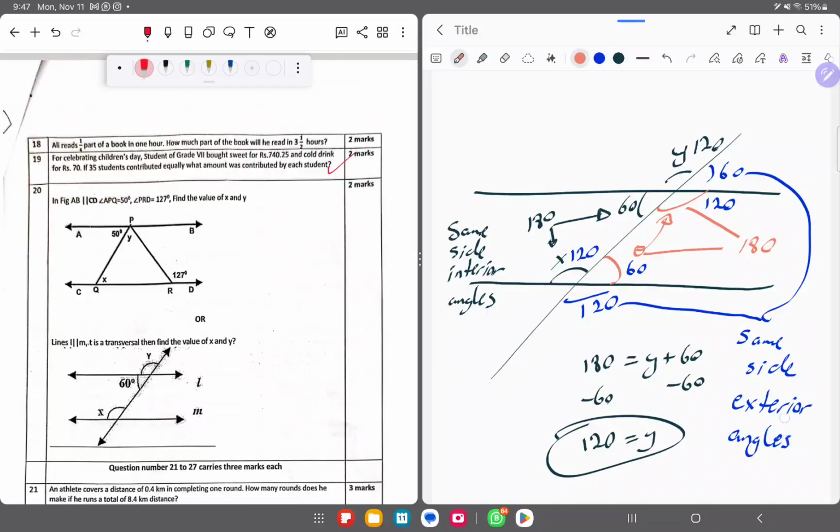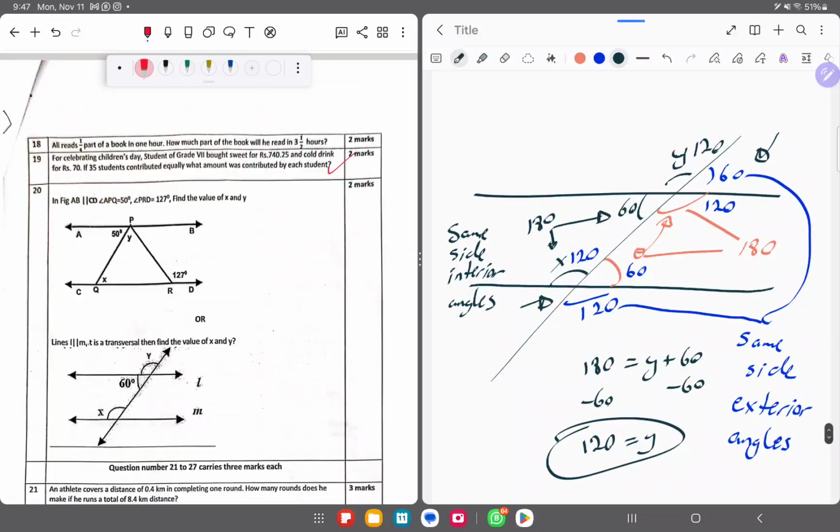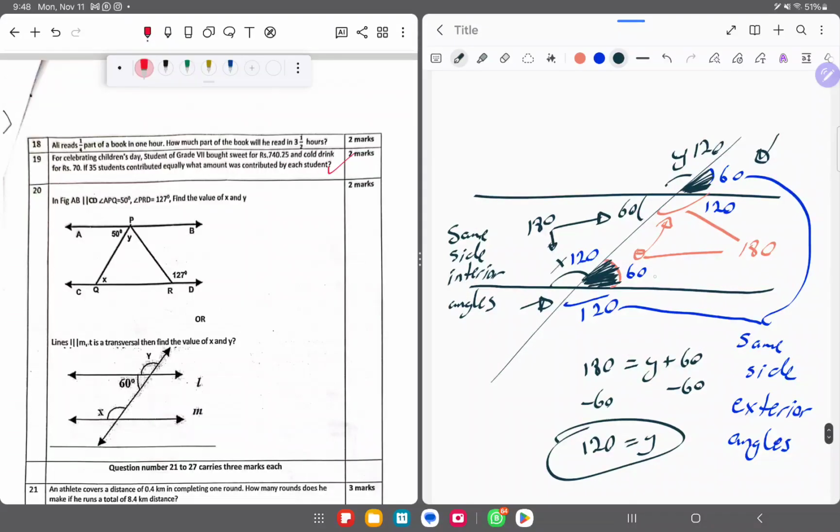Now these two are automatically vertically opposite, this one and this one here. Because this here and this here, let's call them angle B and angle D. So B and D.